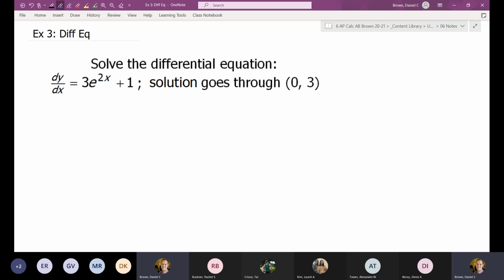It says solve the differential equation dy dx is equal to blah, blah, blah, and it tells us the solution goes through (0, 3). This phrase, solve the differential equation, means something very specific in a calculus class. There are two things going on when you see that as the instruction. The first thing is you want to go back and find the original equation. So you often have a derivative, and you want to go back and find the original equation. So that's the first thing you want to do.